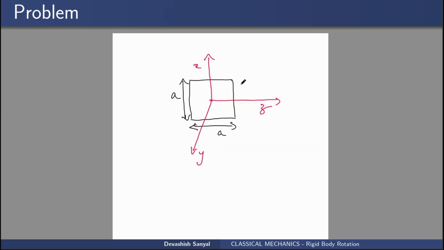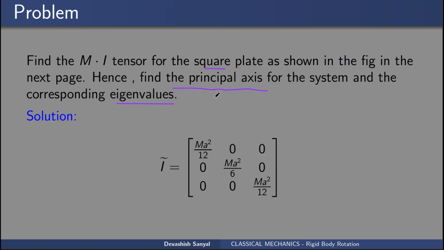So, this is the square plate in the xz plane. Now, this is the axis. We take any arbitrary axis that is passing through the center of the plate. So, the axis will pass through this point. And this is a square plate. So, for this geometry, if you calculate the moment of inertia tensor, you can find these are the entries.